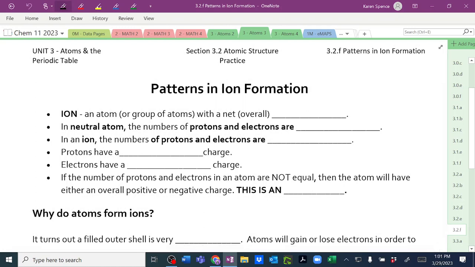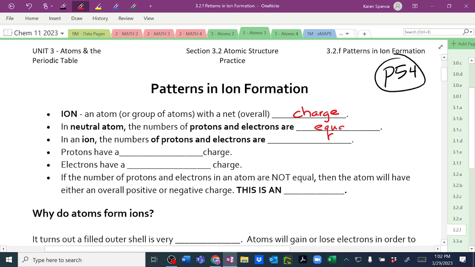So page 54. First part, just to get us warmed up: an ion is an atom or group of atoms with a net or overall charge. In a neutral atom, the number of protons and electrons are equal. In an ion, the number of protons and electrons are not equal, or you could say different.